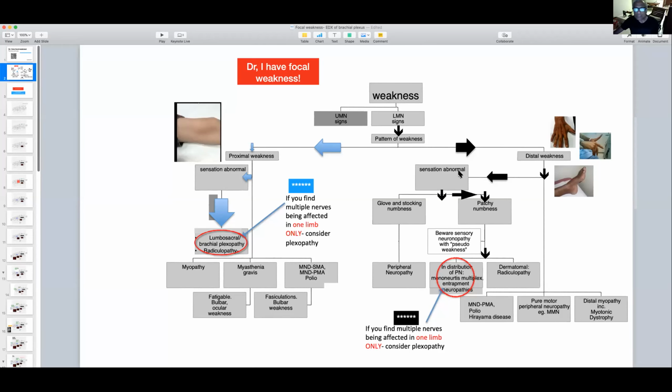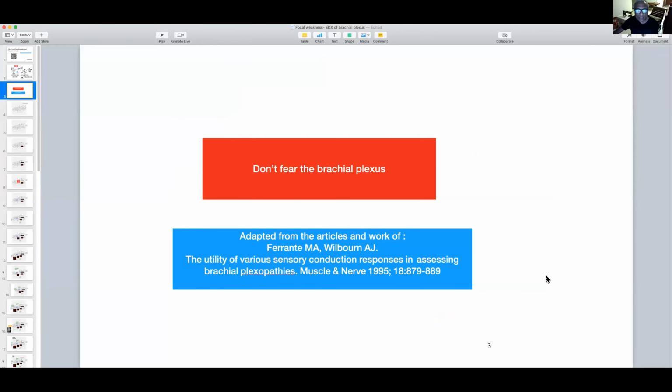But the first message that I would like to transmit as far as brachial plexus or any plexopathy is concerned is that we have to overcome the fear that we have of the complexity of the brachial plexus. And I must give credit to this good work by Dr. Ferrante and the late Dr. Wilbourn, who've written a beautiful seminal article from which I learned a lot. Most of what I'm going to discuss is derived from the methods propagated in this seminal paper.